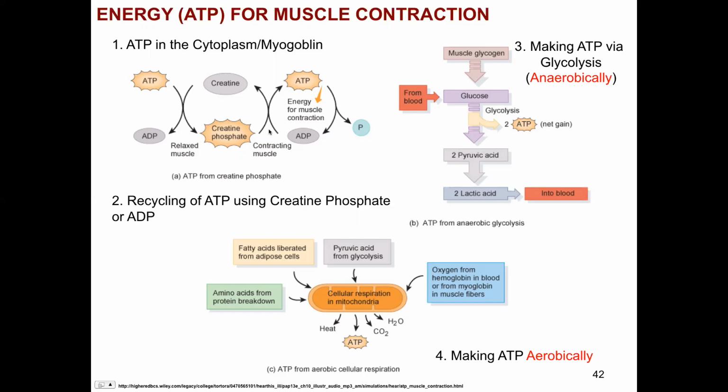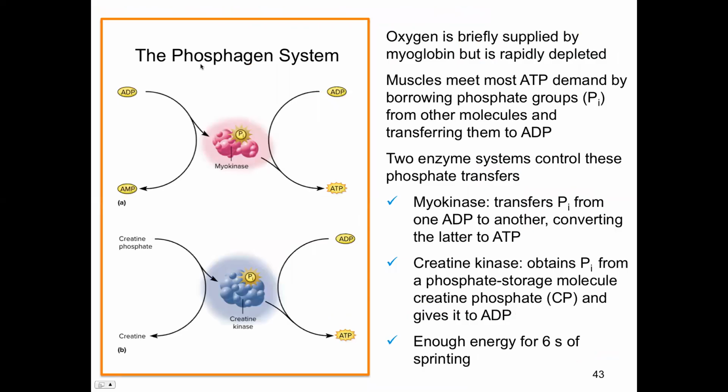So let's talk about this phosphagen system, because that's kind of weird, right? Basically, the cell will try to recycle ATP using phosphates from other molecules. One way it will do that is it will take ADP, because there's still a phosphate there, rip that phosphate off and add it to other ADP molecules to resynthesize some ATP. The enzyme used to do this is called myokinase.